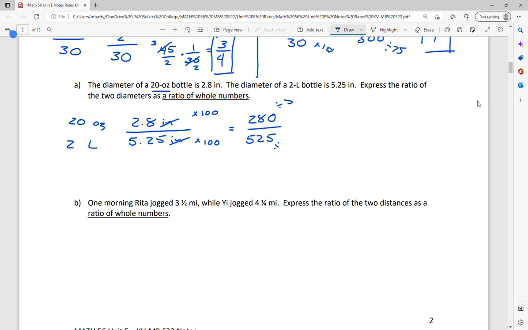I reduced both by 5, and I got 56 over 105. And it took me a minute to figure this one out, but I divided both by 7, and I got down to my answer, which is 8 over 15, or 8 to 15.